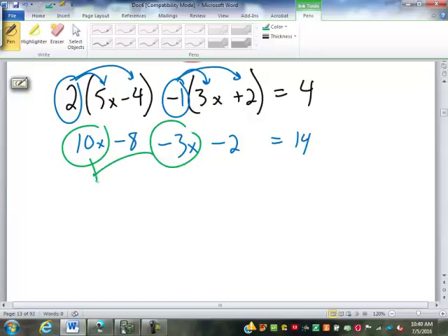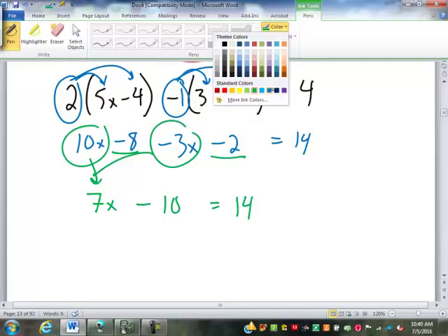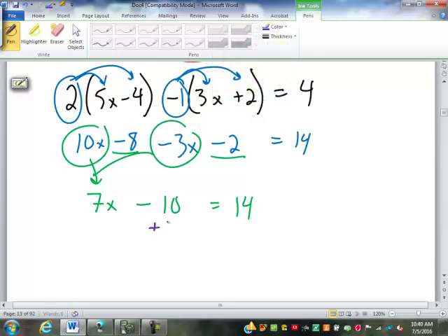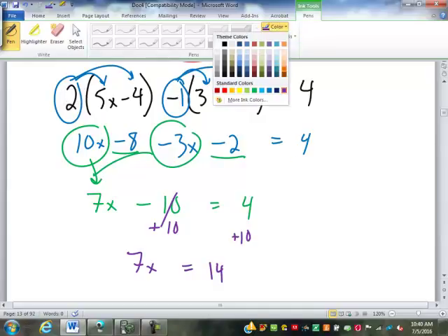10x and negative 3x make 7x. And then negative 8 and negative 2 make negative 10 equals 4. And then add 10. I threw a 1 in there just for the fun of it. So it's 7x. 4 plus 10 would be just 14. Yes, it should be 4, not 14. You're correct. So it's 7x equals 14 now. Thank you.